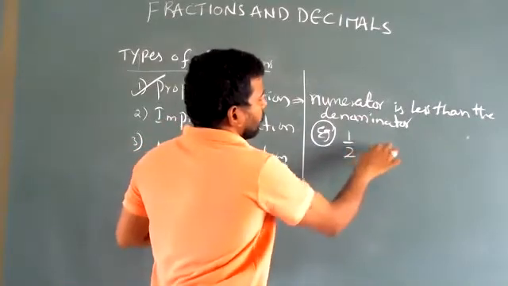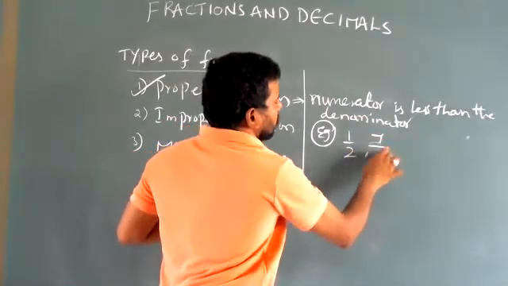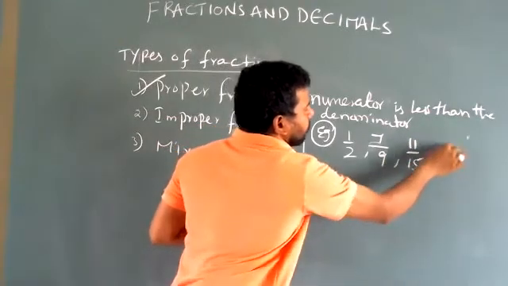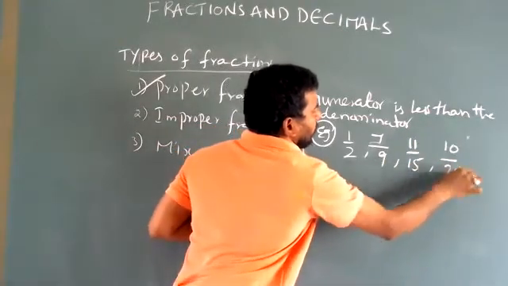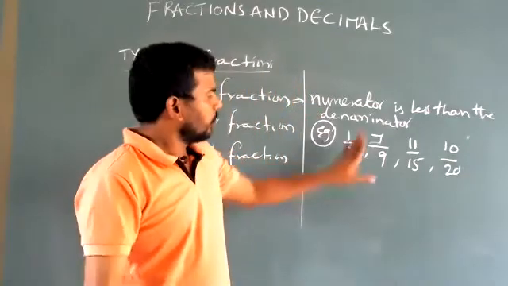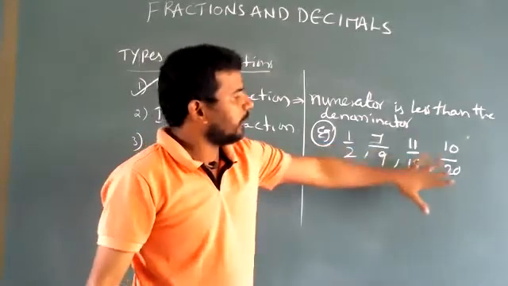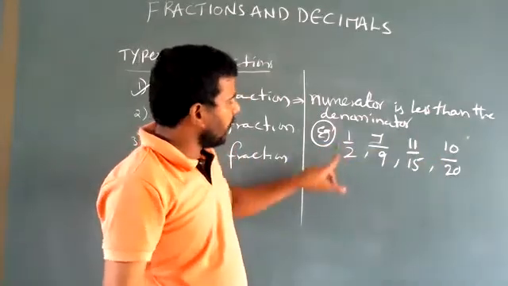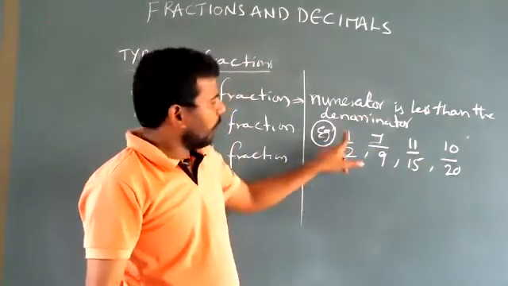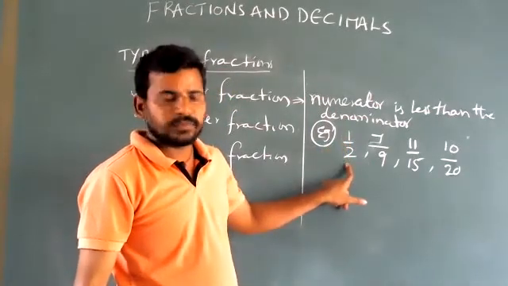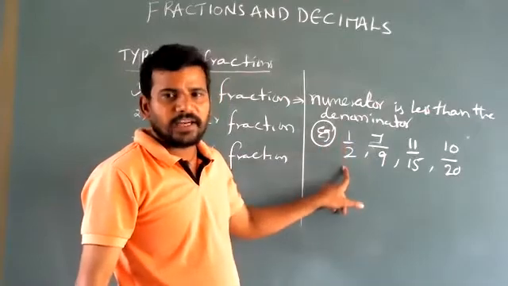Examples: 1 by 2, 7 by 9, 11 by 15, 10 by 20. Take 1 by 2. 1 is less than 2. That means the numerator is less than the denominator.